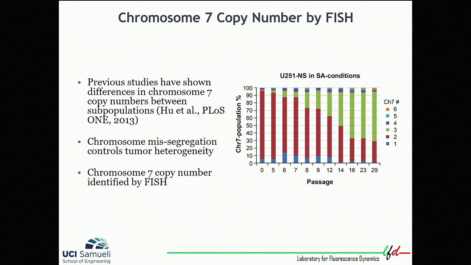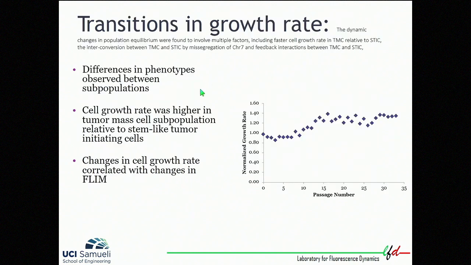So the question is, could this change be due to other types of interactions? And previous studies have shown that there are differences in chromosome 7 copy number between subpopulations. And chromosome missegregation controls tumor heterogeneity, and this chromosome 7 copy number can be identified by FISH. So if you look now, as we increase the passage number, you could see that the chromosome 7 population in terms of segregation decreases.